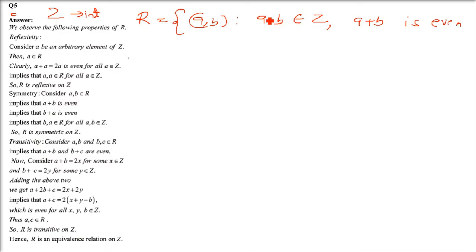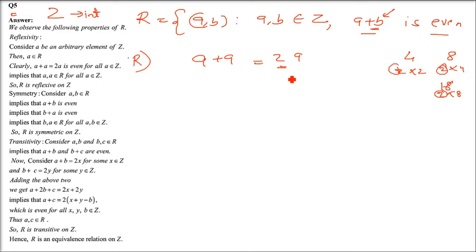a plus b is even. Always keep in your mind this Z and then keep an eye upon a plus b. So for reflexive, you just have to check a plus b. Now just replace b by a. So a plus a is 2 into a. When you have 2, that means it is even. Every number which is a multiple of 2 is even. For example, 4 can be written as 2 into 2. 8 can be written as 2 into 4. 16 can be written as 2 into 8. 5 cannot be written as 2 into something. Neither can 13. So they are odd numbers. Anything which has 2 as a multiple is divisible by 2 and it is even.